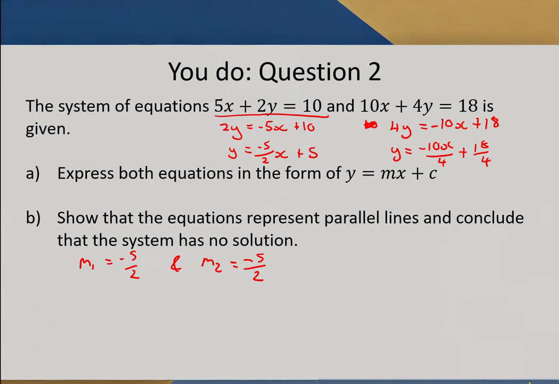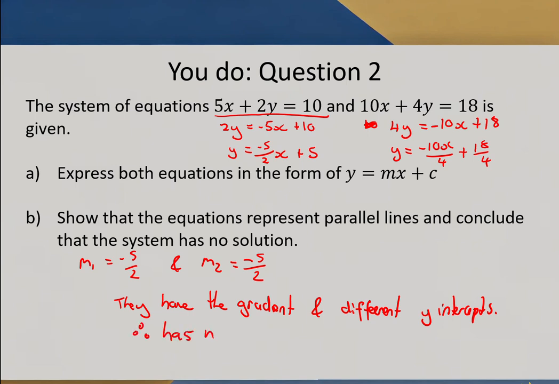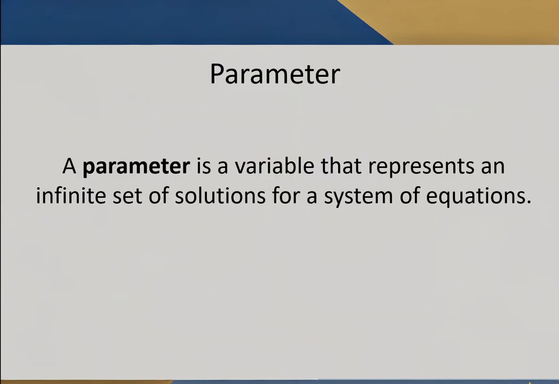They both have different y-intercepts, so they have the same gradient and different y-intercepts, therefore has no solution. So providing as many facts as possible.